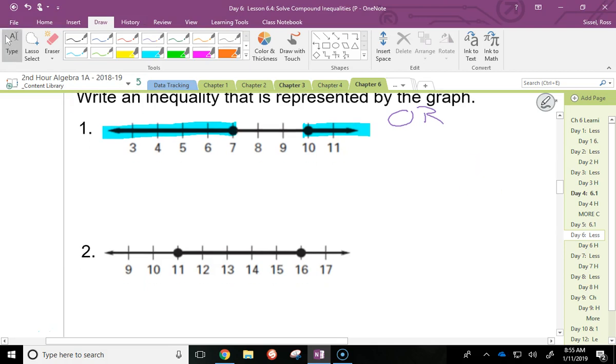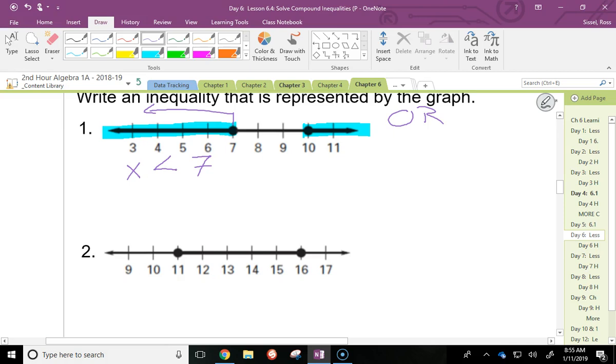Let's write this one first. I know I'm going to start with X. Where's my dot at? It's at 7. So I'm comparing X and 7. Is X going to be less than 7 or more than 7? Less, because the arrow is going to the left. When we go to the left, we're getting smaller. Then my last question is, is it less than or less than or equal to?